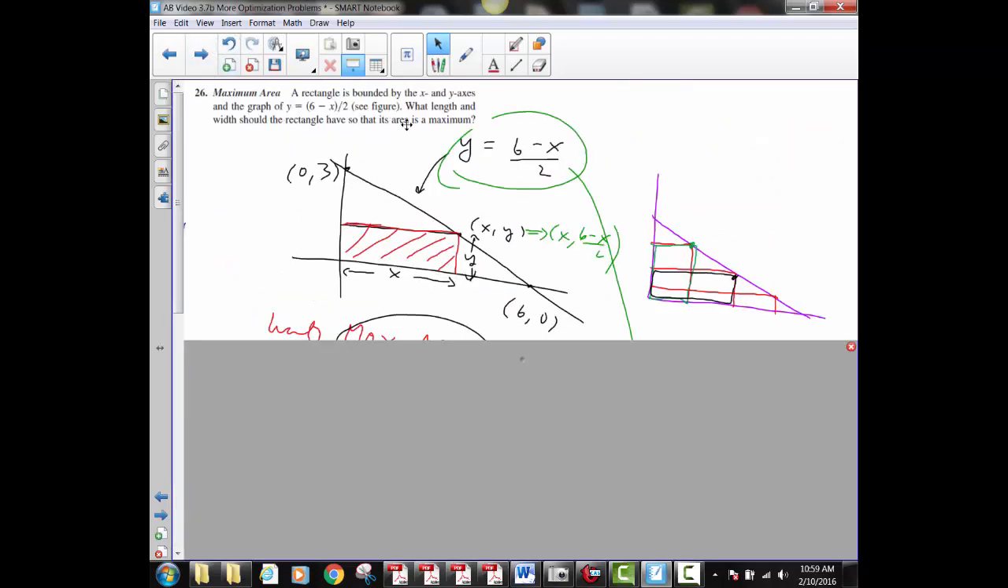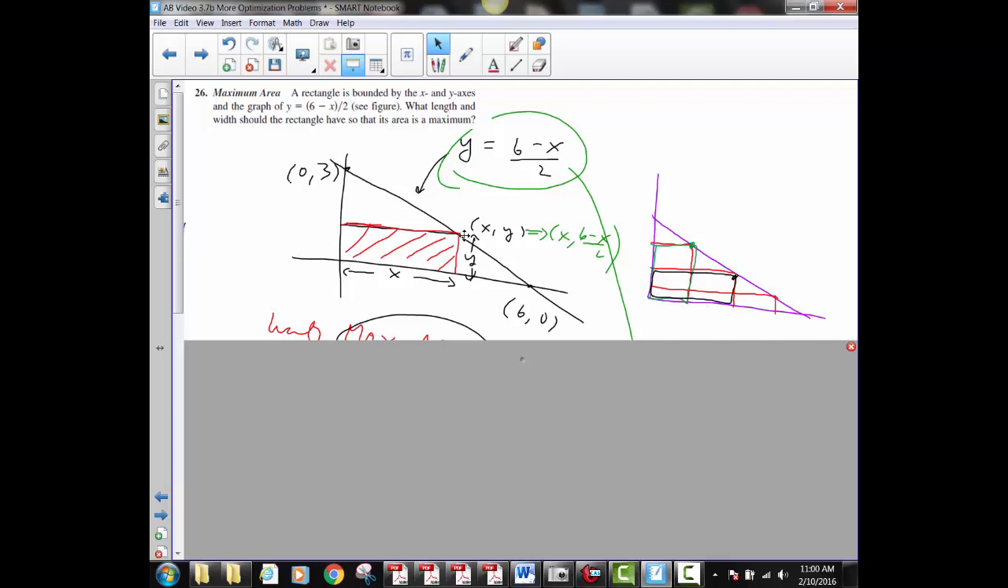Number 26, a rectangle is bounded by the x and y axes, and the graph of y equals (6 minus x) all over 2. So here's y equals (6 minus x) over 2. It could be, for example, this green rectangle. It's bounded by the x-axis, the y-axis, and its vertex here is on that famous line. It could be this black rectangle. It could be this little tiny, not very high red rectangle. Could be this one, could be that one, could be anything.